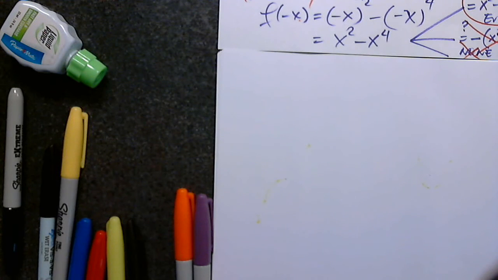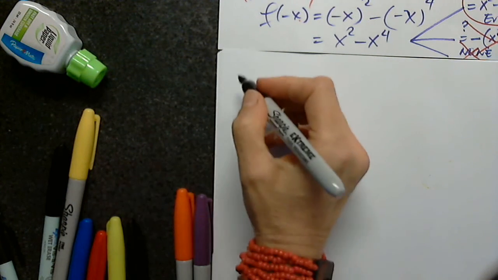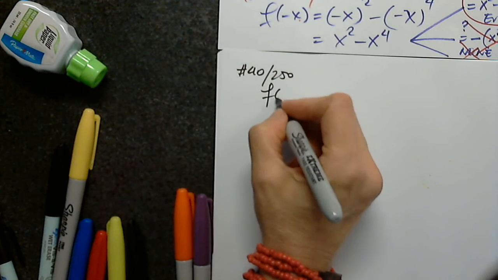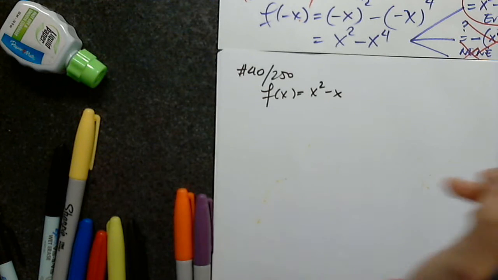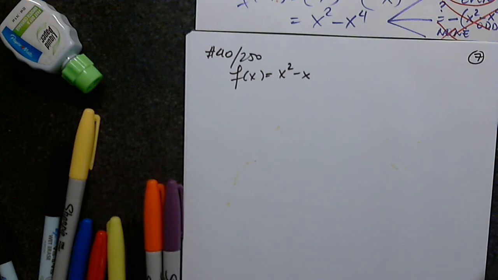Should we look at another example, or should I look at one more item for today? Yes, of course. So let's take a look at 40. On page 250, we are given f of x equals x squared minus x. Good. The same question here. Determine algebraically whether the function is symmetric with respect to the origin, which means odd, with respect to the y-axis, which means even, or not symmetric at all.